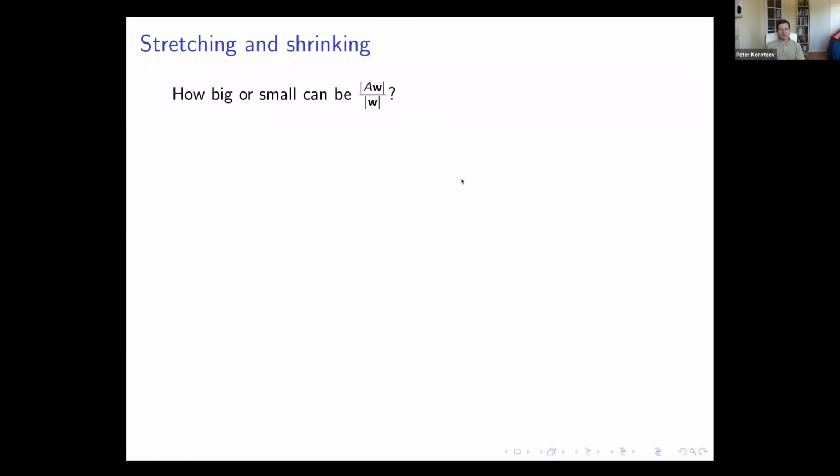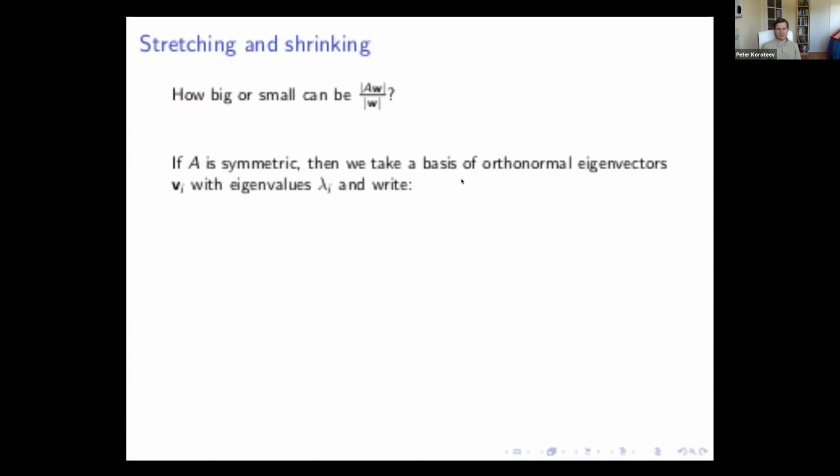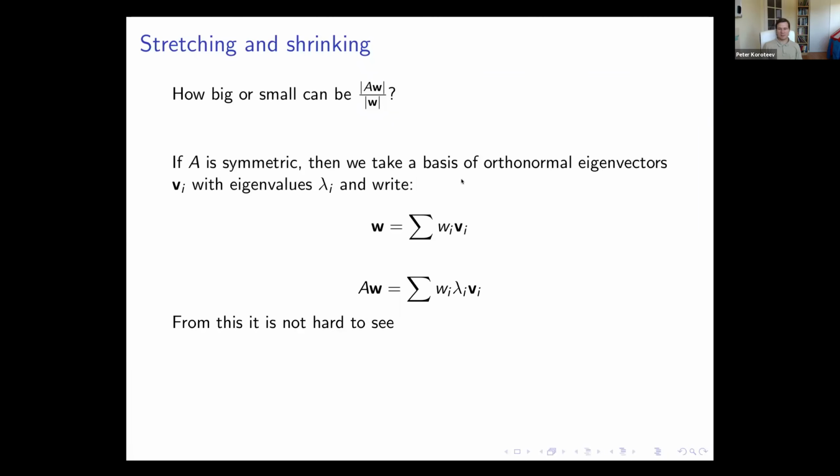Now, we could ask ourselves how big or small can be the norm. So if you take a vector W and calculate the norm of AW and divide by the norm of W, what is the range of this quantity? So how small and how big can it be? Now, if A is symmetric, then we can take a basis of orthonormal vectors, and we can write W as a linear combination of the basis vectors, and the same we can do with AW. So it will be W_i lambda_i d_i, sum over all i.